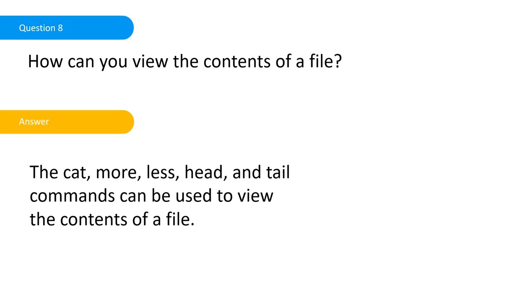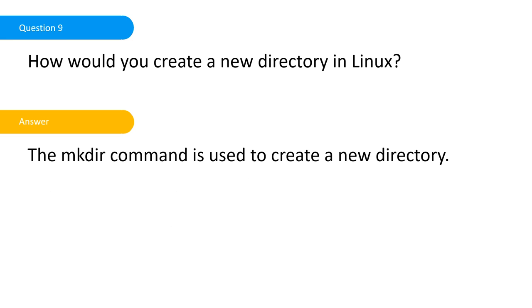Head will give you, I believe, just the first 10 lines. Tail gives you the last 10 lines. These are very handy when you're reviewing log files, so keep that in mind. My favorite is cat. How would you create a new directory in Linux? A very basic, very easy question. Yes, it's one of those questions that gets asked.